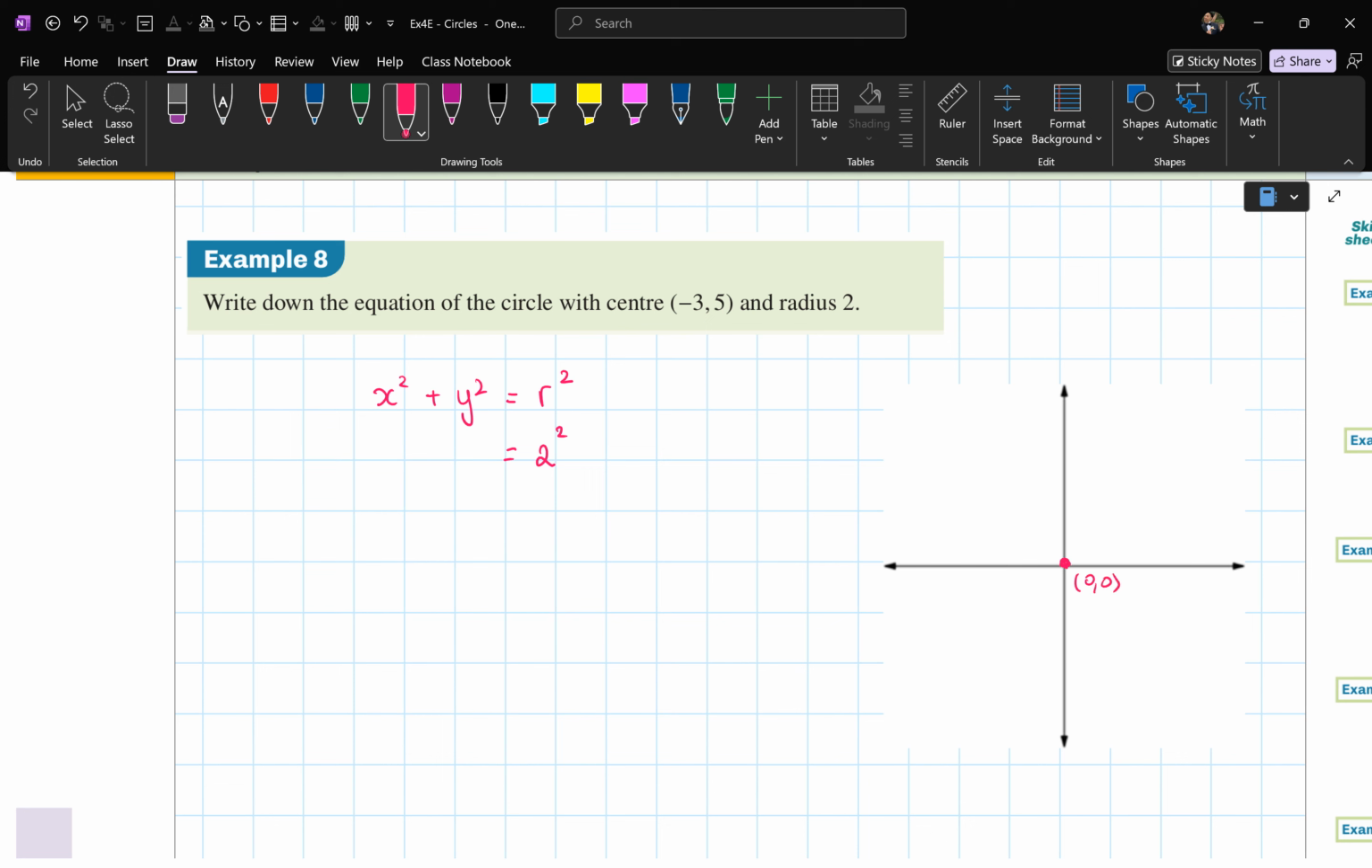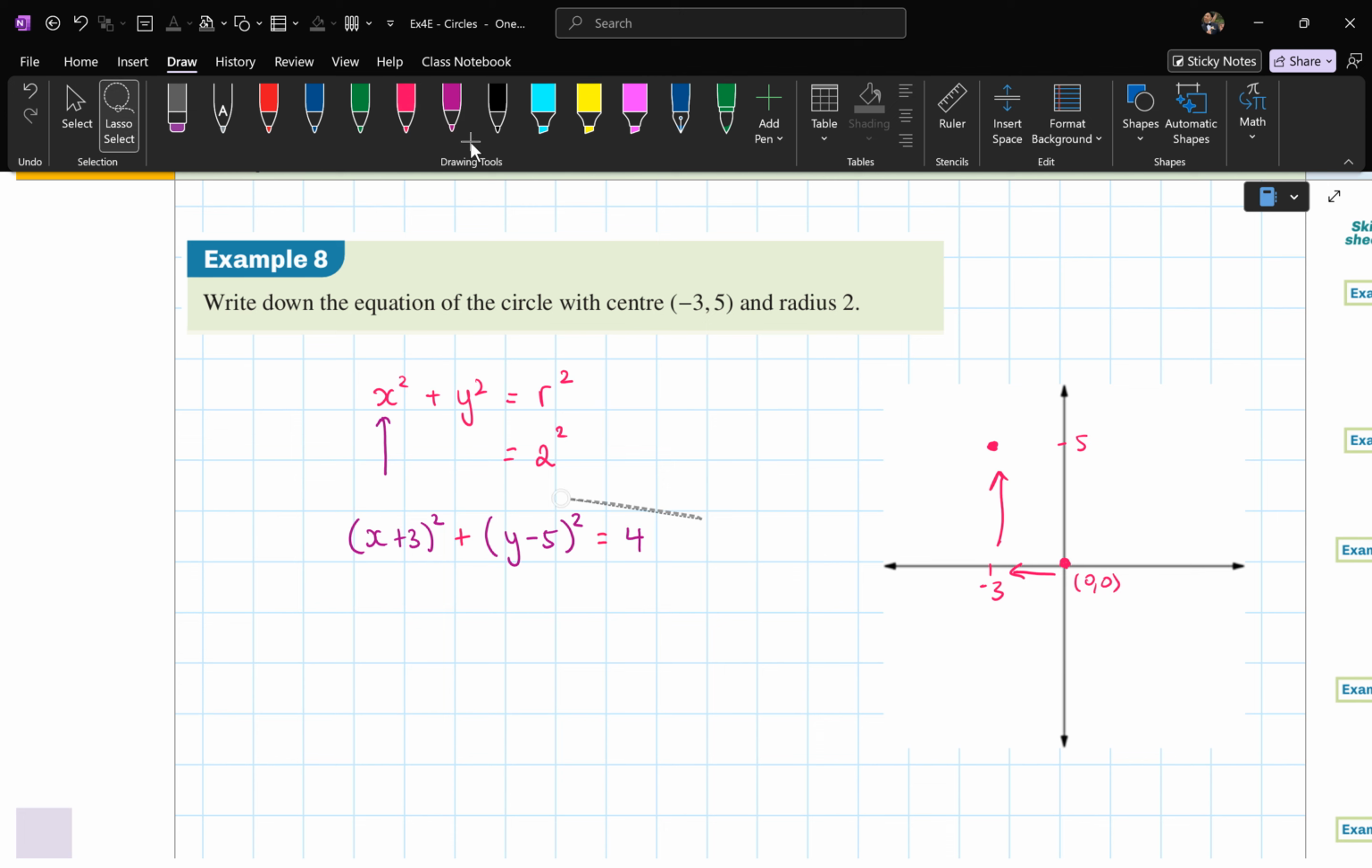We know it's moved now to the left by 3, and it's 5 up as well because it's -3, 5. That's the point. So it's gone to the left and then it's gone up by 5. So to replicate that in our transformation, we have to affect the x. The x now becomes x. Now to move to the left, it has to be plus 3 squared. And then you still have plus. And then to move up, it's y minus 5 squared. And that's equal to 2 squared, which is 4.